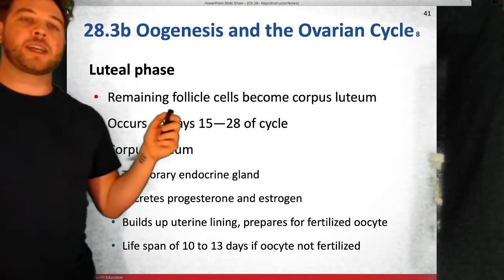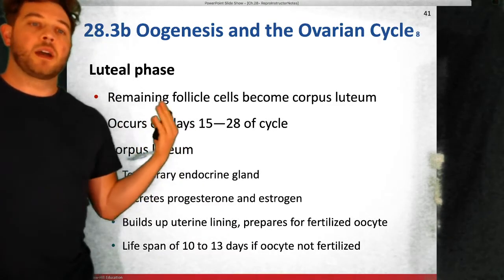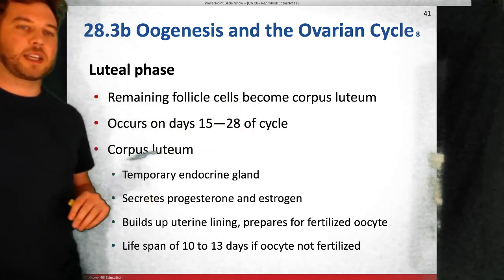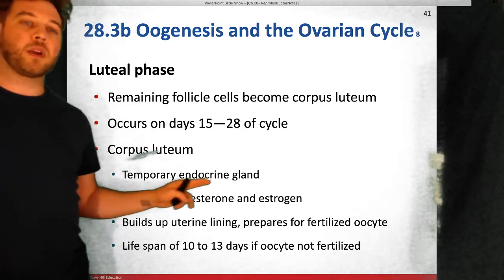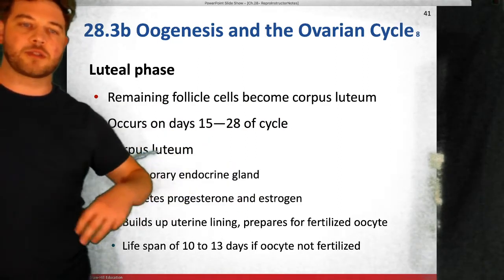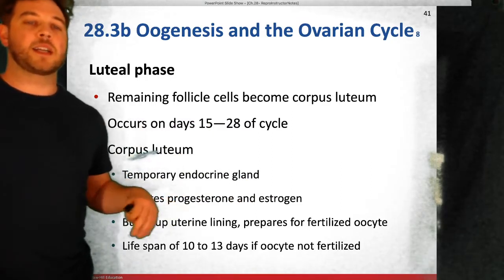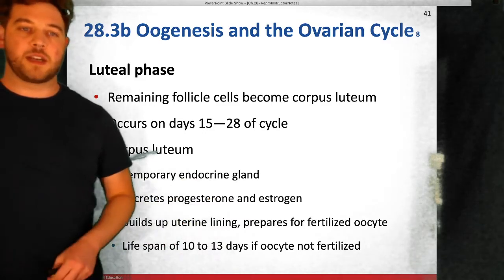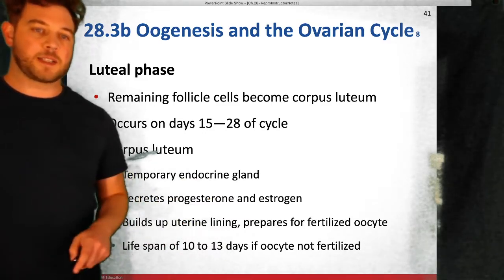After that, you have your luteal phase. Remember your corpus luteum. The remaining follicle cells become the corpus luteum. It's the end of the cycle. The corpus luteum is a temporary endocrine gland, meaning it secretes hormones, progesterone and estrogen, to build up the uterine lining, preparing for a fertilized oocyte. Lifespan is about 2 weeks if the oocyte is not fertilized.